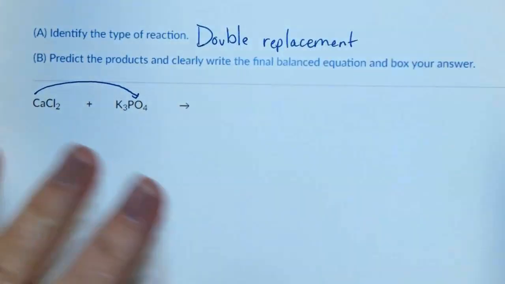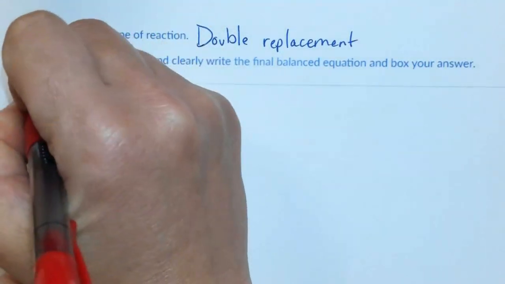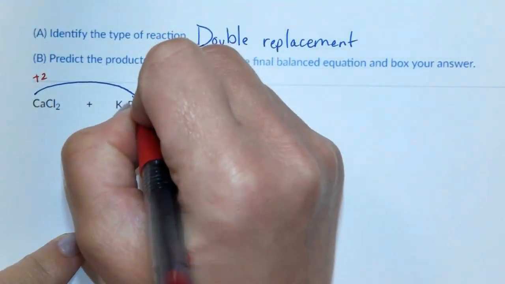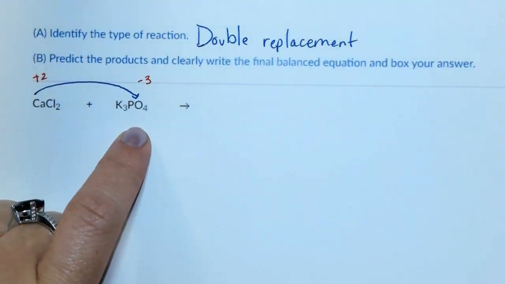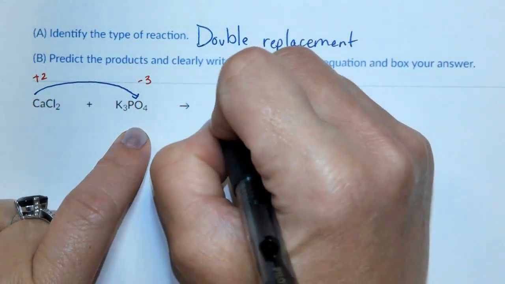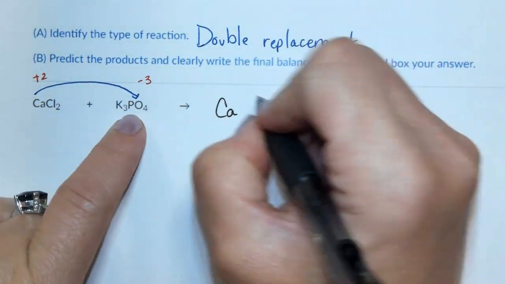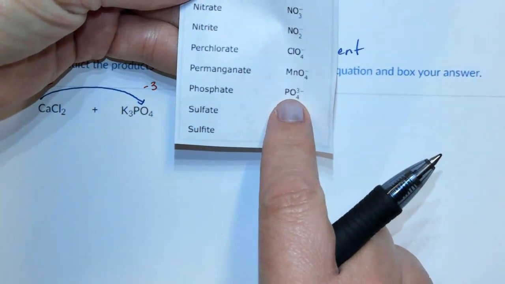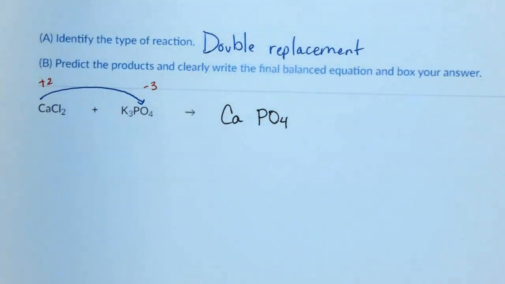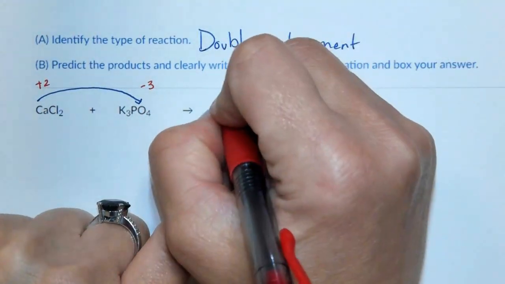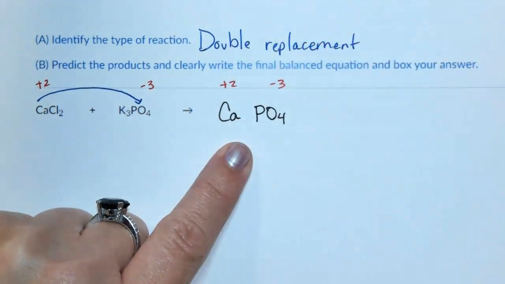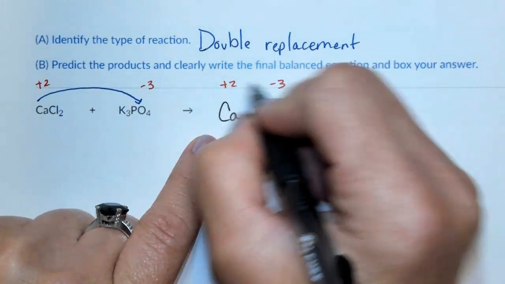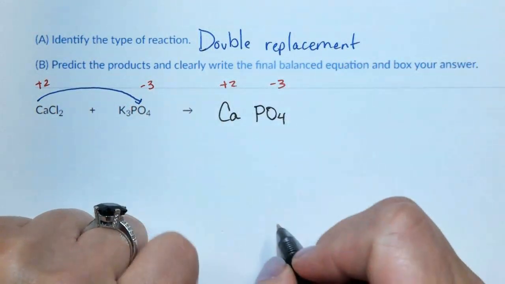So now that I know the charges of my calcium, which is +2, and my phosphate, which is -3, when I put them together on the right side, it's going to go calcium and phosphate. We keep the 4 because that is part of phosphate's formula, PO4. Now I can balance the charges. This is a +2, this is a -3. So 2 times 3 is 6. We need a common factor of 6.